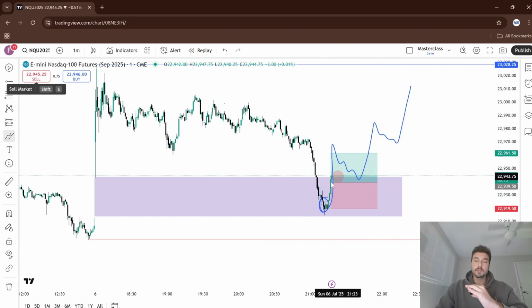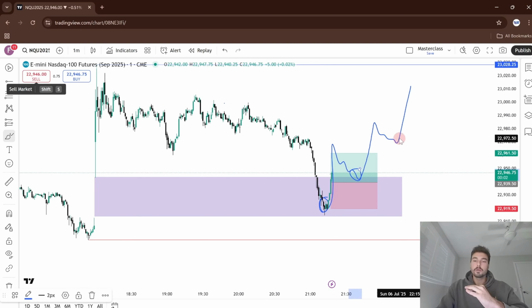Anything from here onwards, if we come up and we pull back, I would be waiting for price to generate more liquidity on a smaller time frame to then target. And then what you guys would be doing, or what I could do, is to look for longs from here or look for longs from here.